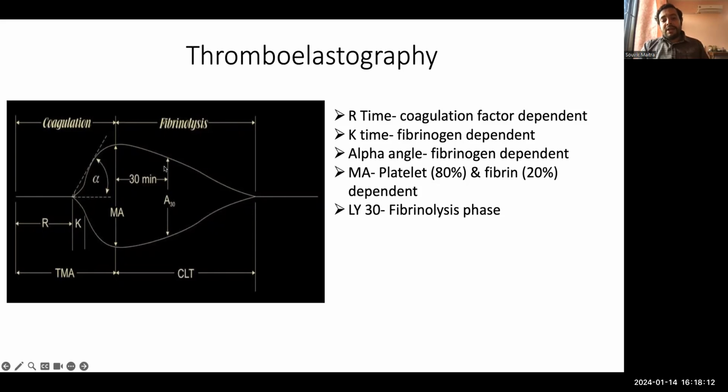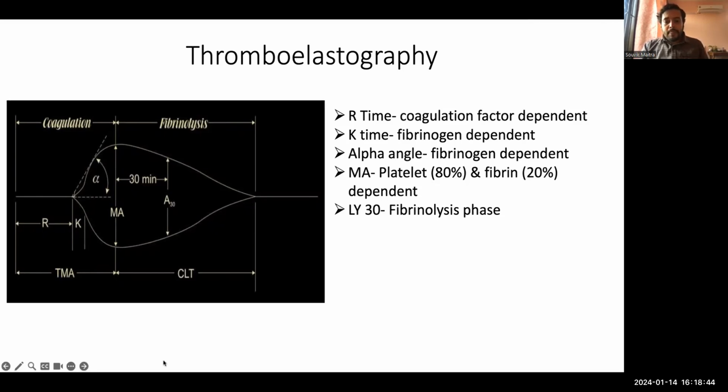Lastly, the lysis time or the fibrinolytic pathway. As I have told you, in our human body, whenever there is activation of the coagulation pathway, there is activation of fibrinolysis also. Overactivation of the fibrinolysis destabilizes the clot and increases the chance of bleeding. So the LY30 or the lysis 30 denotes the activity of the fibrinolytic phase. This is a typical picture of a normal thromboelastography that can be seen under physiological conditions.